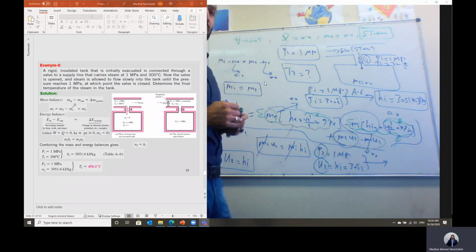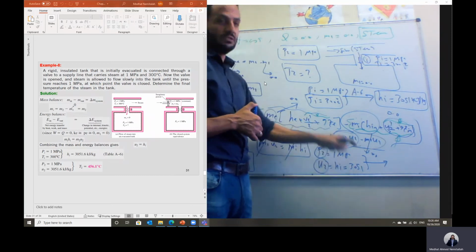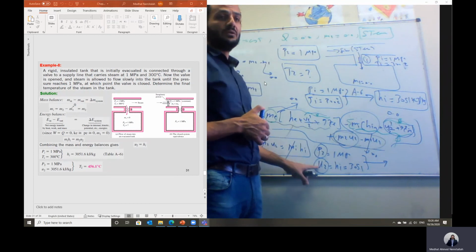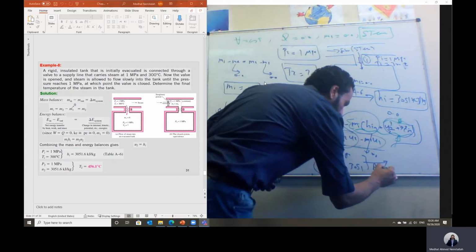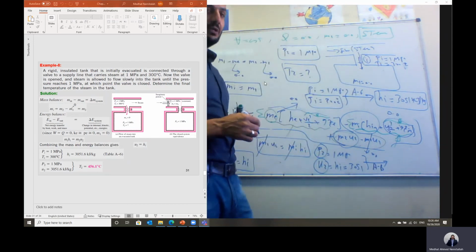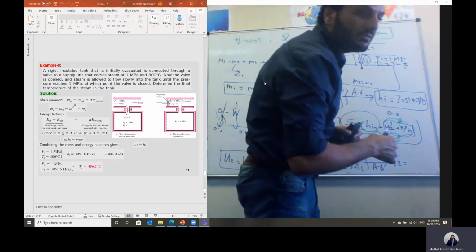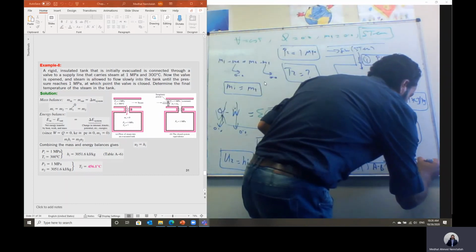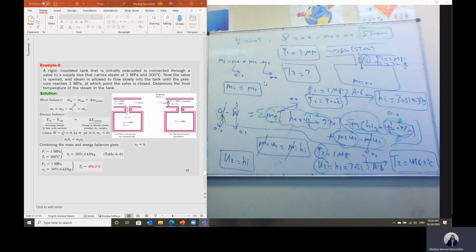Go with this pressure to table A5, get U fluid and U gas, and compare with this internal energy value. You will find that this internal energy is greater than U gas, so the state is superheated. So I will be using table A6 with this pressure and this internal energy value. Then we can calculate the final temperature. You can check that this value equals 456.1 degrees C in this case.